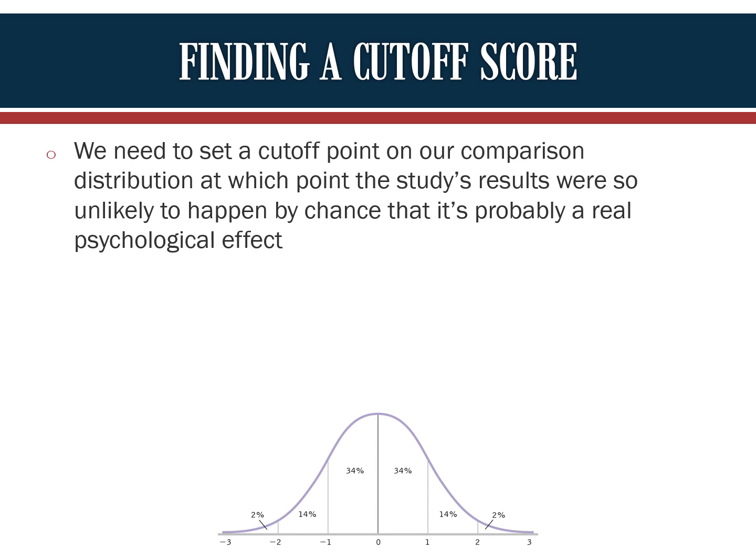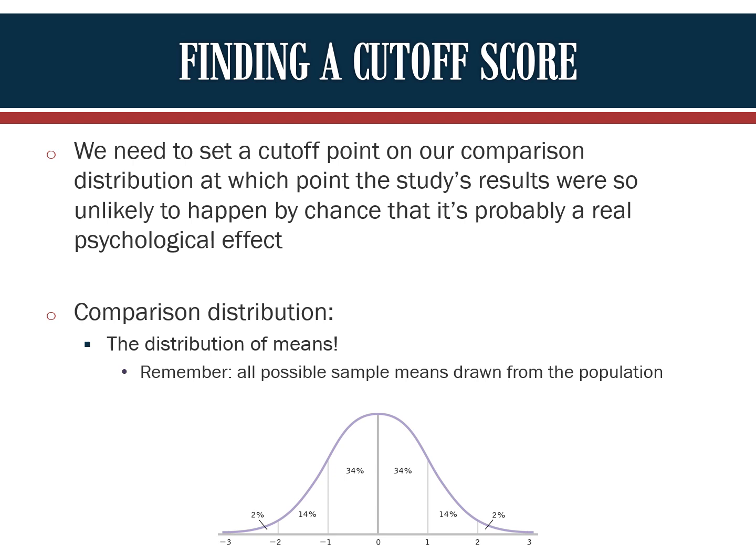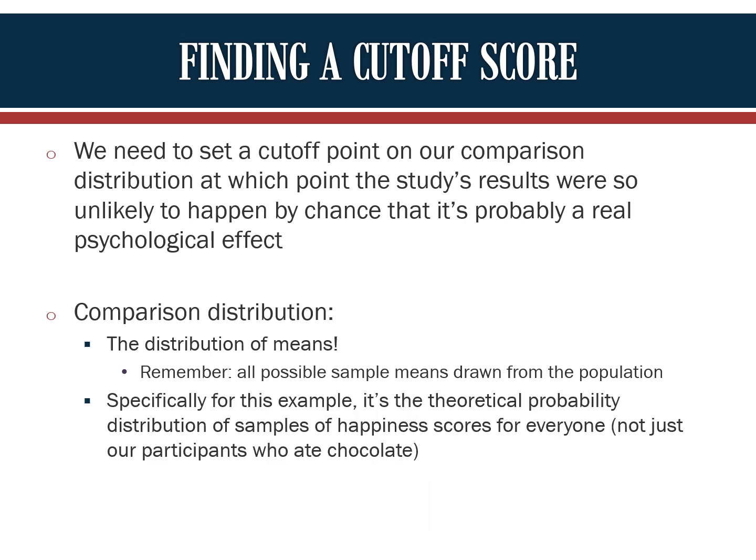All right, now we're finding this cutoff point on our comparison distribution. Specifically, our comparison distribution is the distribution of means. Now remember the distribution of means when we talked about it in sampling and probability with our M&M demo. It is all possible sample means drawn from the population. So that means that in our chocolate and happiness example, it's all sample means of happiness scores drawn from the population. Not just our chocolate eating people, right, but everybody. So specifically for this example then, it's the theoretical probability distribution of samples of happiness scores for everyone, not just our participants who ate chocolate.